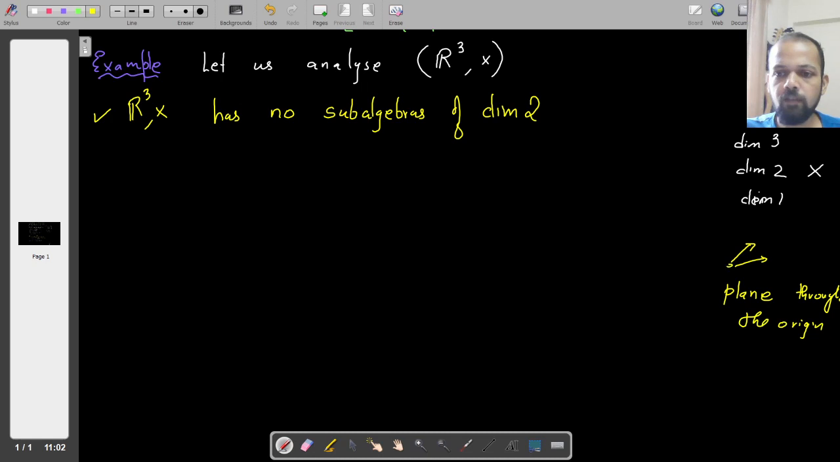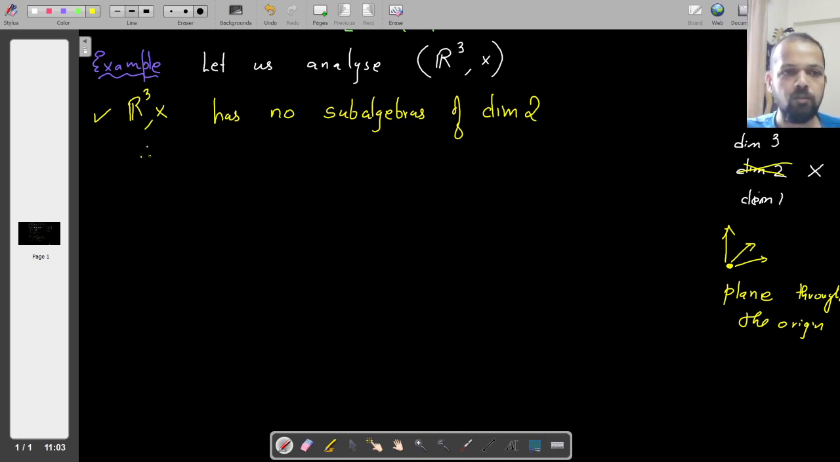Now if you take 2 vectors in that plane, then we know the cross product of these 2 vectors is perpendicular to these 2 vectors. So the moment it is a plane, you will have 2 vectors in that subspace whose Lie bracket, in this case the cross product, is outside. That means that plane, although it's a vector subspace, is not a subalgebra of the Lie algebra R3 with cross product. So it has no subalgebras of dimension 2. Therefore dimension 2 you can rule out, hence there are no ideals of dimension 2.